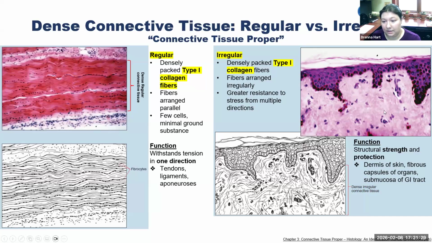Whereas on the irregular side, you're looking at all this material right here, which you can see in the drawing here as well. It's haphazard. They're organized every different which way, which makes them really, really great for resisting pull, push, tension forces in multiple directions. So still works for structure and strength. And I want you to think of the skin, fibrous capsules around organs, and submucosa within the GI tract.